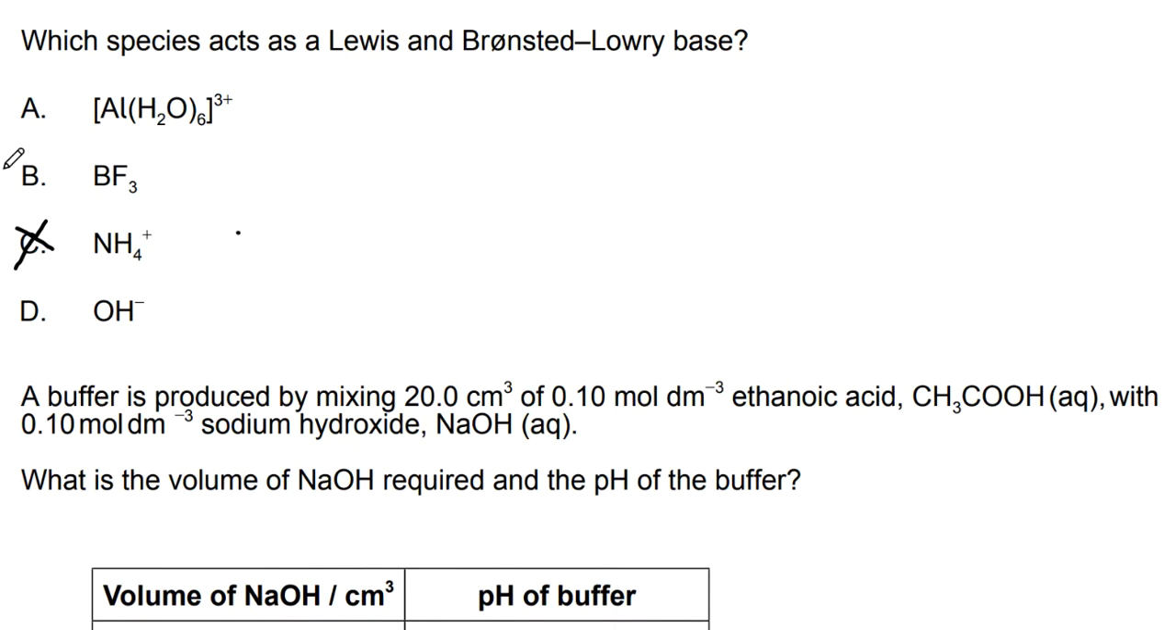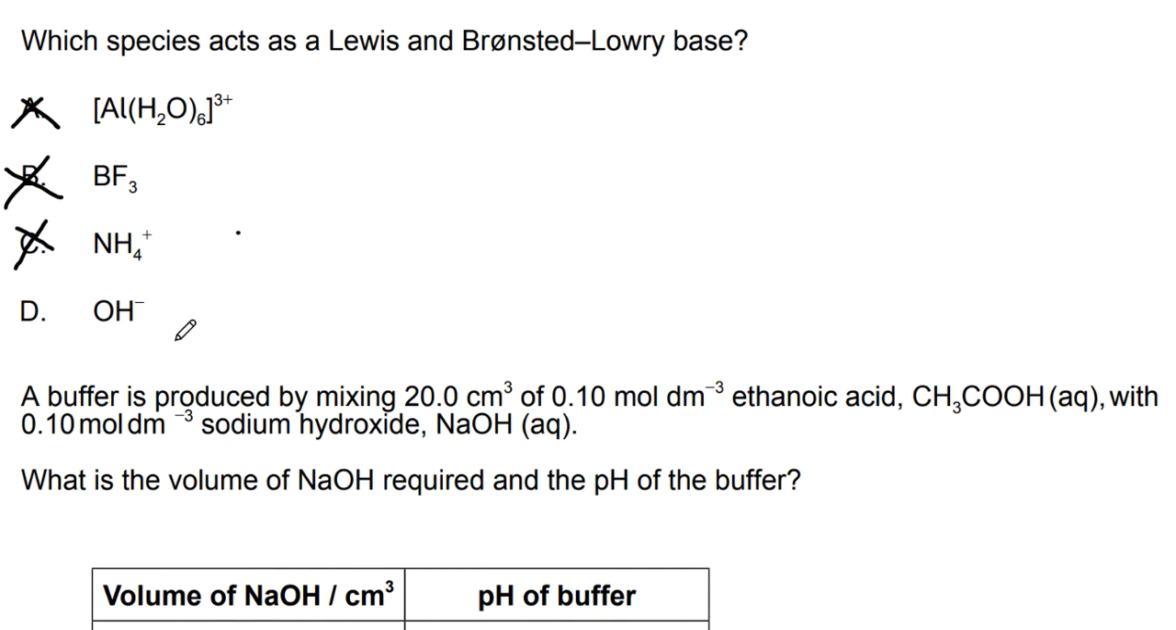Same with BF3. You're going to remember that boron is an exception to the octet rule, and in turn it's going to have 6 outer electrons, and it won't have any lone pairs. Similarly, Al 3+, the central metal ion in this case, is going to have a complete octet, and it won't have any spare electron pairs.